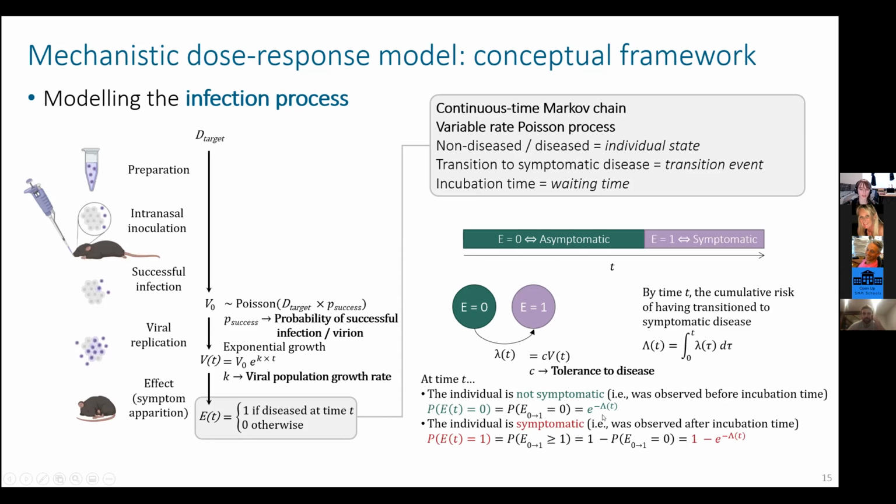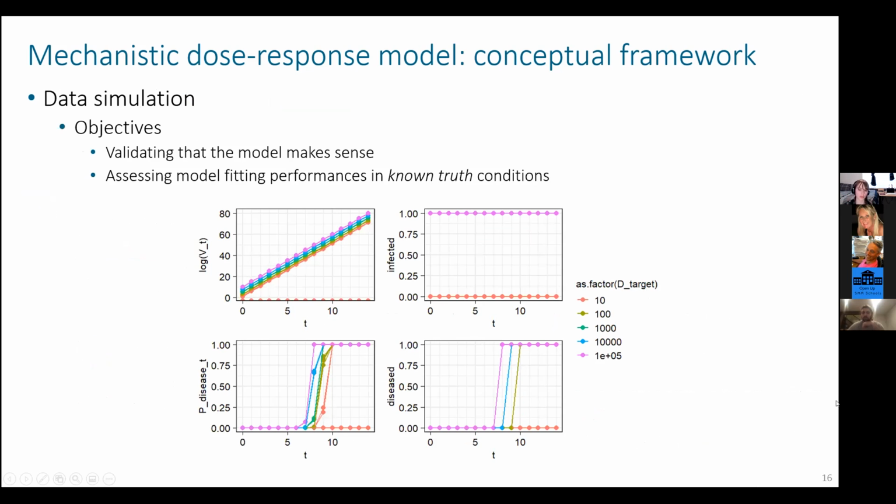And at the end, we can quite simply calculate the probability for an individual of not being symptomatic as the probability of not having transitioned yet, which is given by this exponential based on the Poisson process. The probability of being symptomatic is just the complementary probability of this same process. So even if we consider a relatively complex mechanism, we end up with relatively simple equations.